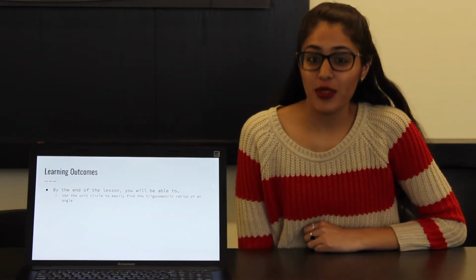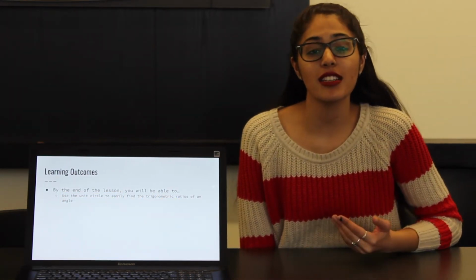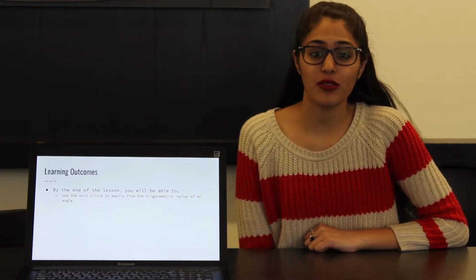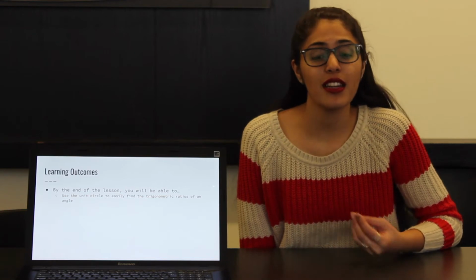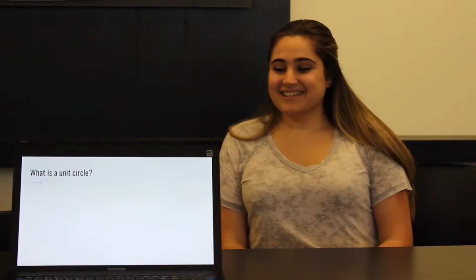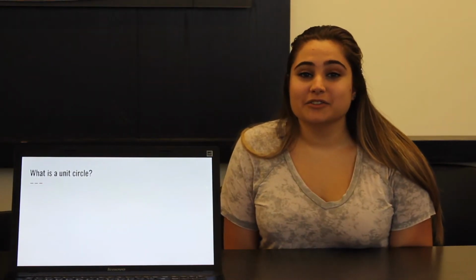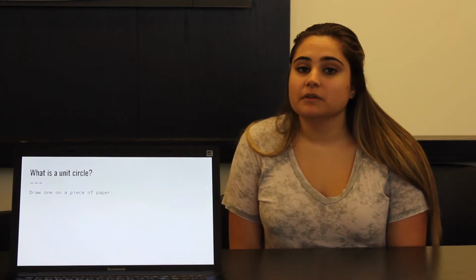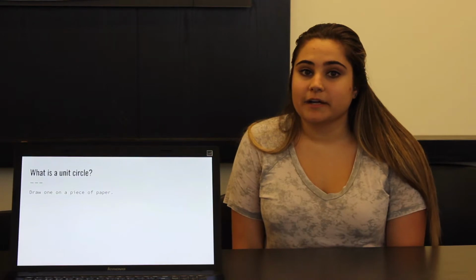Since this is a grade 12 advanced functions class, today's lesson will be about using the unit circle to identify trigonometric ratios of angles, specifically angles in radians. So, we're going to talk about what a unit circle is. I'd like you to take a moment and draw what you think a unit circle is, and then we'll come back.